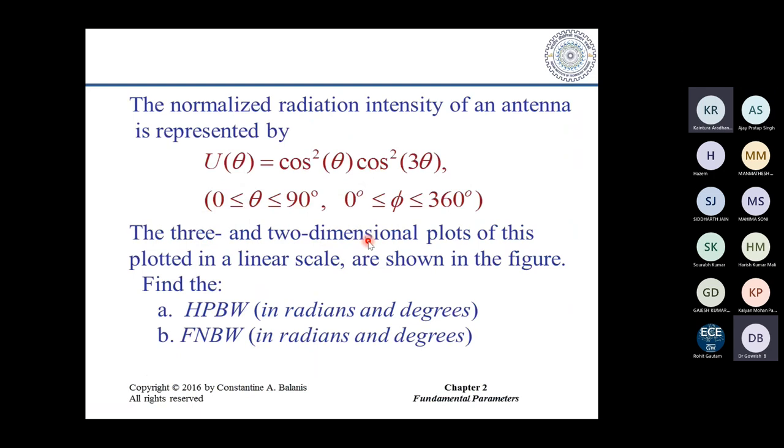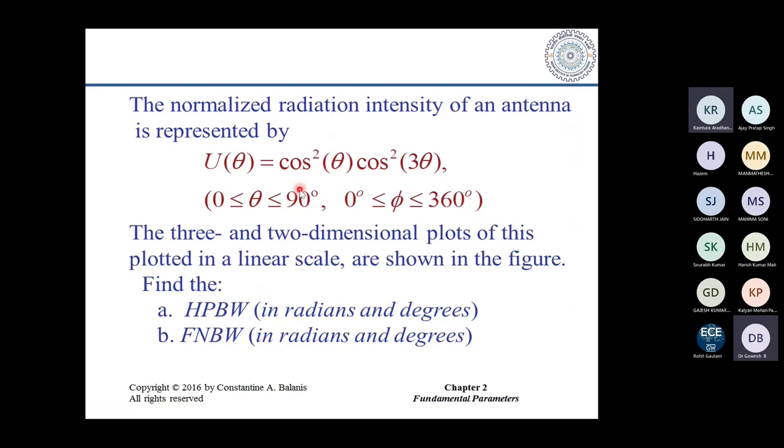So a normalized radiation intensity of an antenna is given. The radiation intensity U is given by this expression. Remember to note that this expression is valid up to theta equal to 90 degrees. Beyond theta equal to 90 degrees, it is assumed to be zero. It's not given, but if it is not given, we assume it to be zero. Now determine the half power beam width and first null beam width.